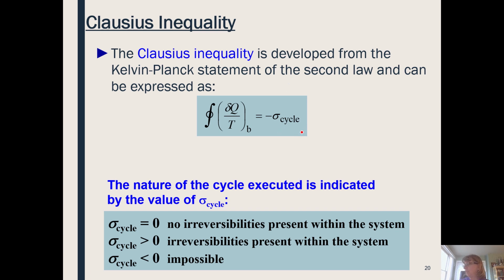It's executed. Okay, and we're going to compare: if our sigma cycle is equal to 0, then there are no irreversibilities present in the system. It's reversible, basically. If the sigma cycle is greater than 0, we have some irreversibilities present, and if it's less than 0, it's an impossible process.